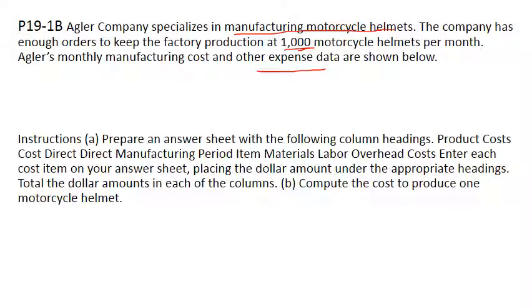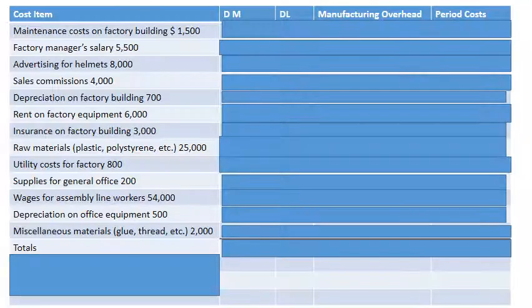We're going to break those into product costs, which include direct materials, direct labor, and manufacturing overhead, and period costs. So we're going to set those columns up, and then we are going to calculate the total product cost, and then we're going to calculate the cost per unit.